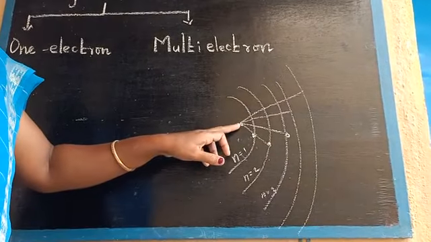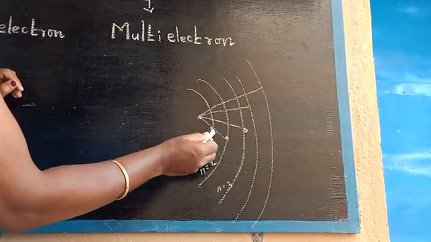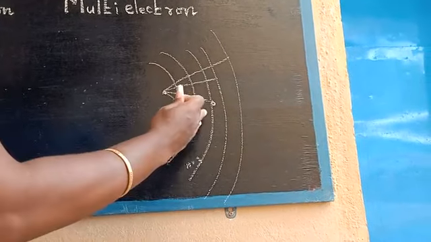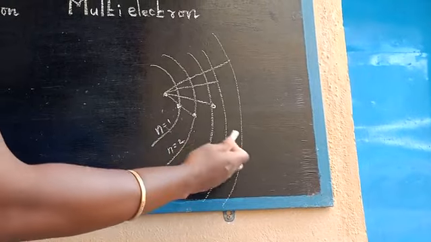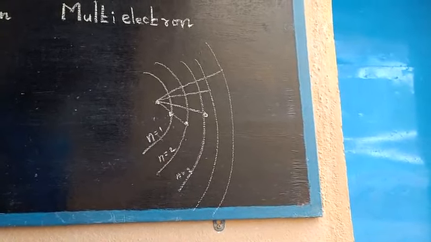But at the same time, what about the attraction? That is less. When it is closer to the nucleus, there is more attraction. So now n is equal to 3 or 4, the attraction is less. This is a general concept, children.